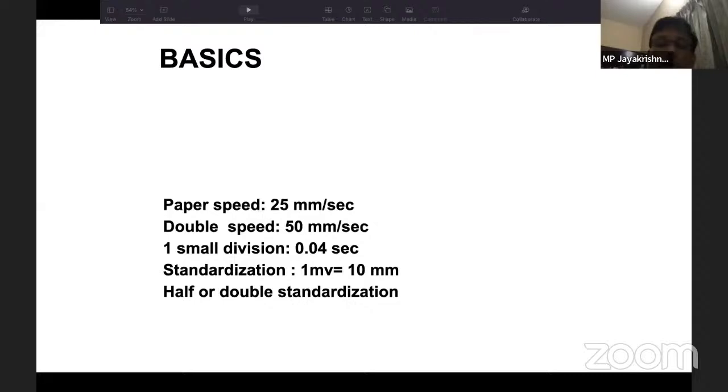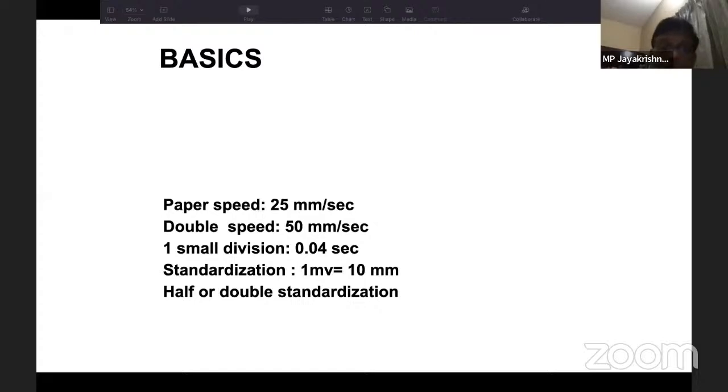As you all know, one small division corresponds to 0.04 seconds. And there is something called standardization. I'll come to that again. Standardization, what we usually follow is 1 millivolt corresponding to 10 millimeter. Maybe the next slide will discuss that.